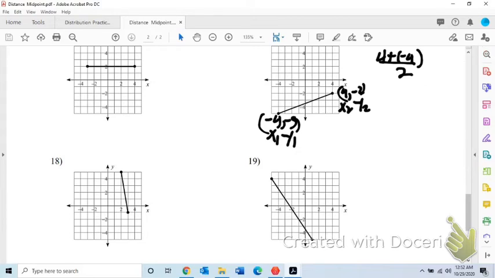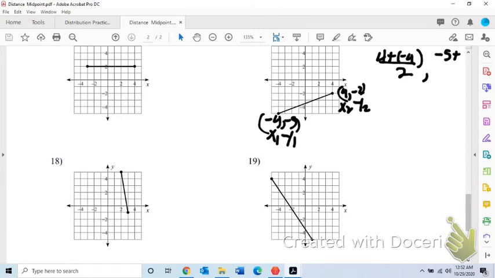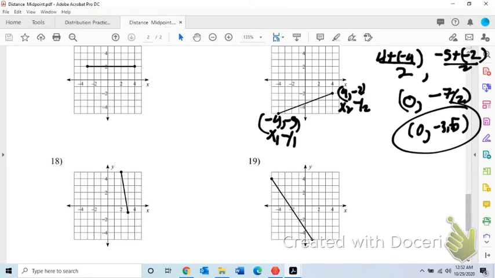So we have 4 plus negative 4 over 2. And then we have negative 5 plus negative 2 over 2. So the 4 plus negative 4, that's 0 over 2. And then we have negative 7 over 2. And that's fine. You can leave it like that, or you can put it as 0 and negative 3.5.